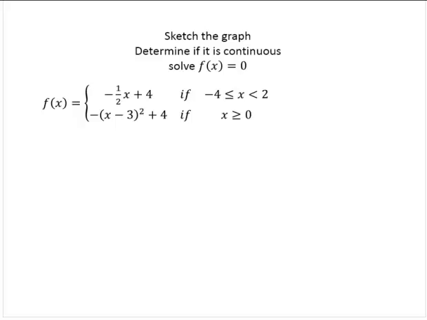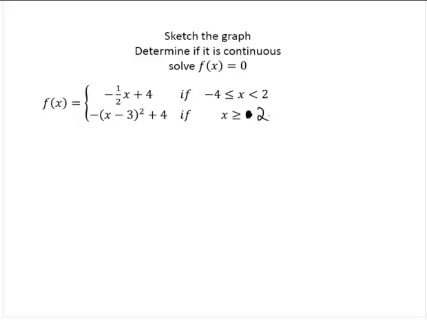So let's look at an example of a piecewise defined function where we are asked to sketch the graph, determine if it is continuous, and solve the equation f of x equals 0. Alright, so our function is f of x equals negative 1/2 x plus 4 if negative 4 is less than or equal to x is less than 2, or it's equal to negative quantity x minus 3 squared plus 4 if x is greater than or equal to, let's make that a 2.